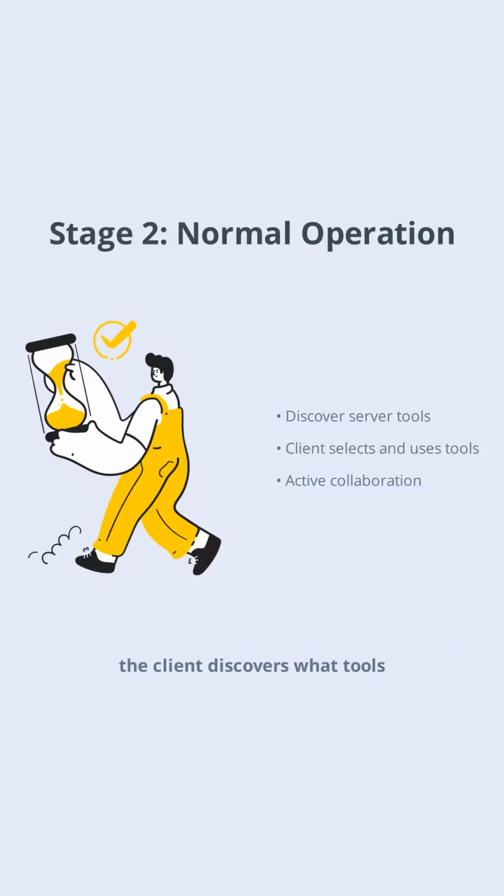Here, the client discovers what tools or features the server offers, like reading files or searching code. The client then selects and uses these tools as needed. For example, the client might ask the server to show the contents of a file, and the server responds with the information. This stage is all about active collaboration, where both sides work together to accomplish tasks. The process is dynamic and can involve multiple requests and responses, making sure the client gets exactly what it needs.